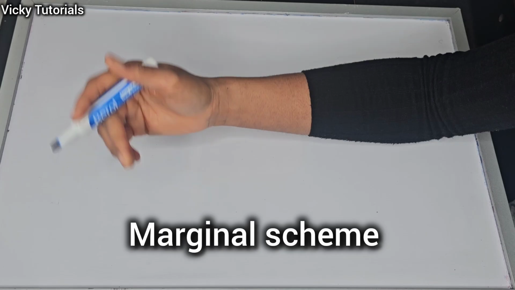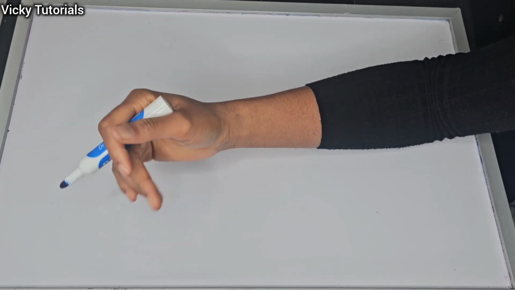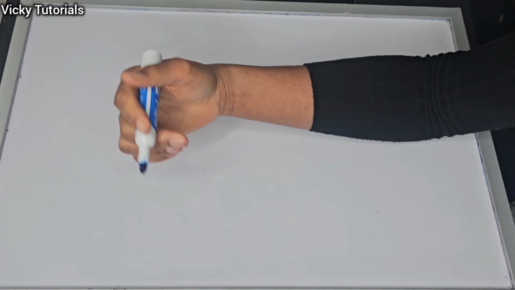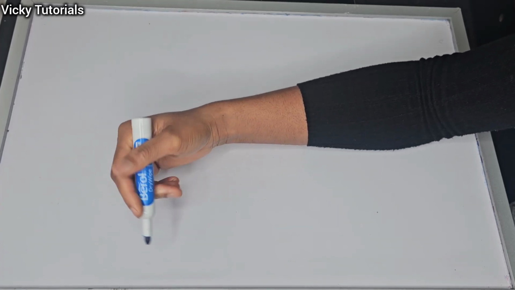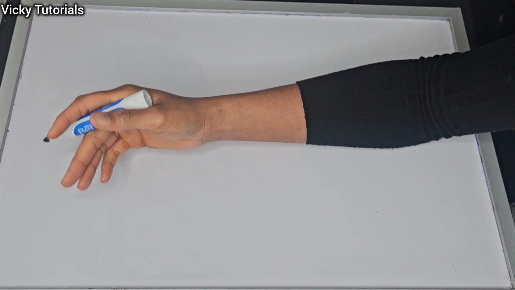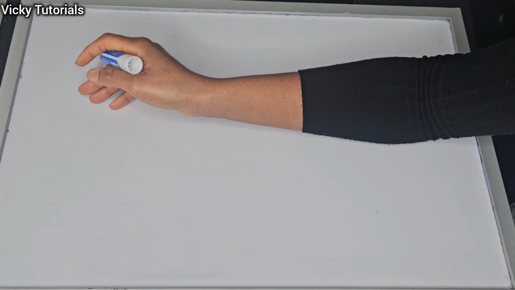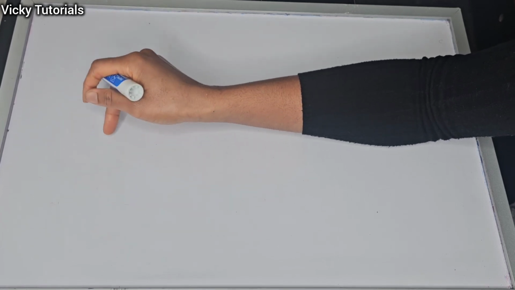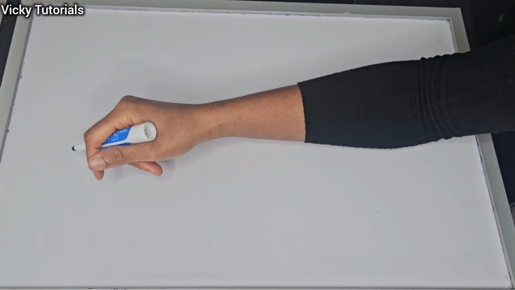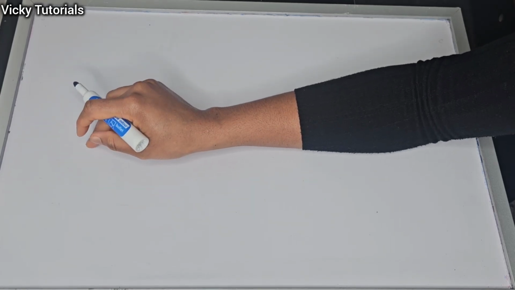We also have the marginal scheme. This kind of scheme is applicable to businesses that deal in second-hand goods, like second-hand cars, second-hand products. How it works is that you pay VAT on the margin of your sale. Let's say your selling price is this and your cost price is this, so you have to pay VAT on the difference between your selling price and the cost price instead of paying VAT on the selling price. Do you understand? So that's how the marginal scheme works.